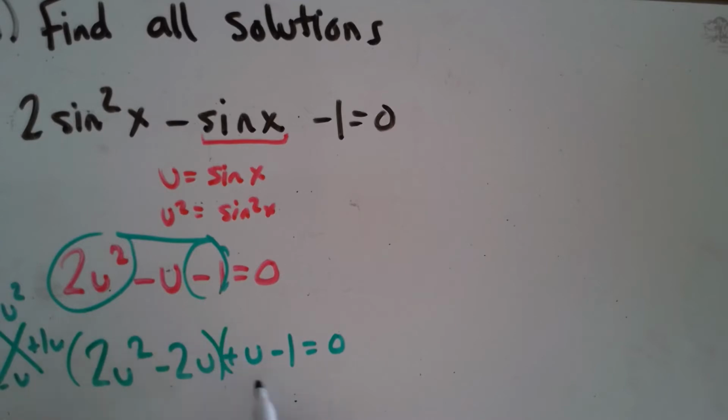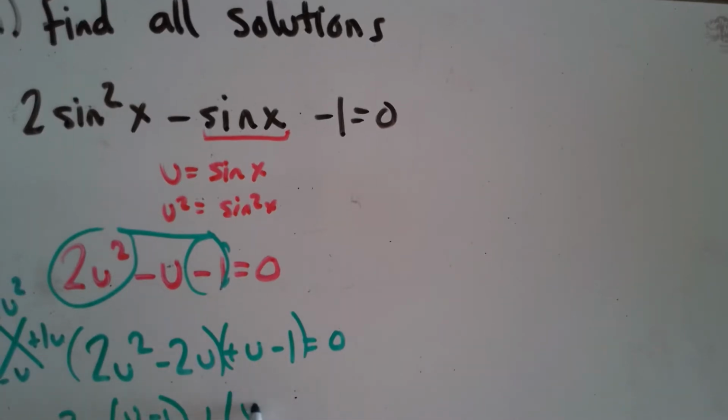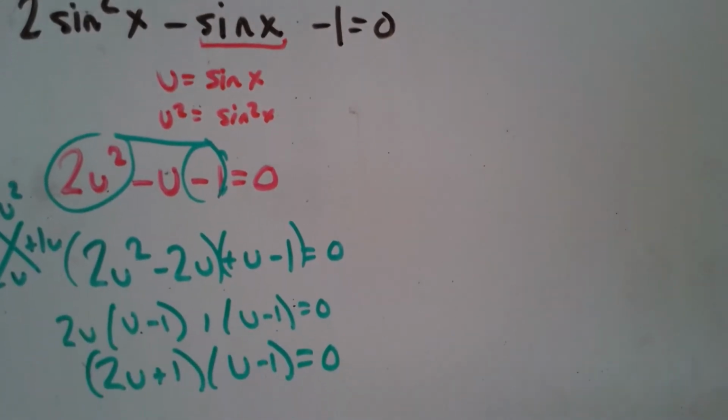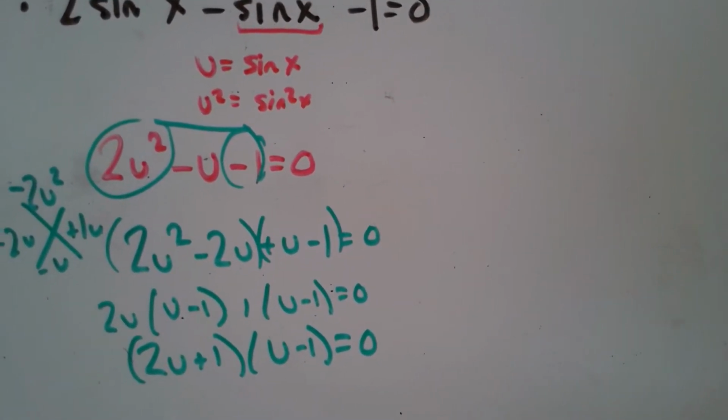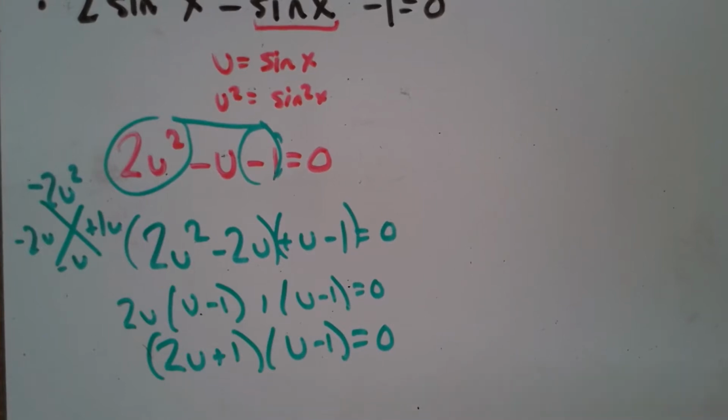If we group that, take out a 2u, that'd be u minus 1. Nothing comes out, so I'm just going to placeholder 1. u minus 1 equals 0. So I get 2u plus 1 times u minus 1 equals 0. Okay, so we're just doing a factoring. So we get 2u plus 1 equals 0, u minus 1 equals 0.